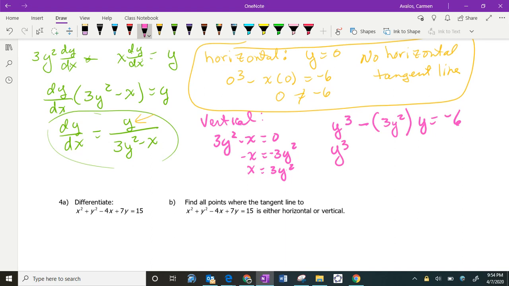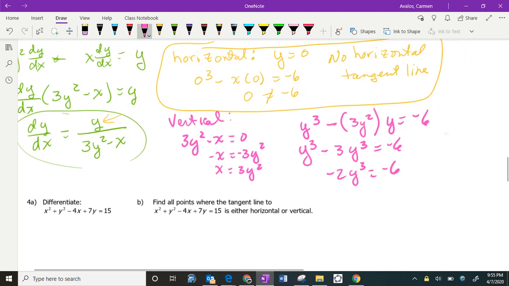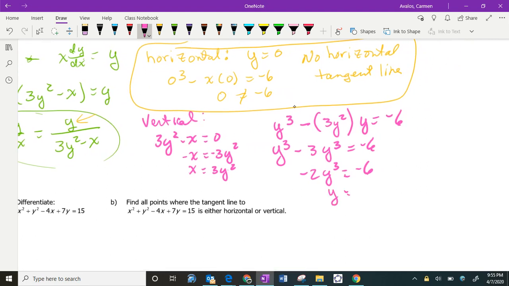And so we get y cubed minus 3y cubed equals negative 6. And so then here I end up with negative 2y cubed equals negative 6. And so we get y cubed equals 3. Because it's going to be positive, I'm going to take the cube root, so y is going to be the cube root of 3. And so that's what we end up getting on there.